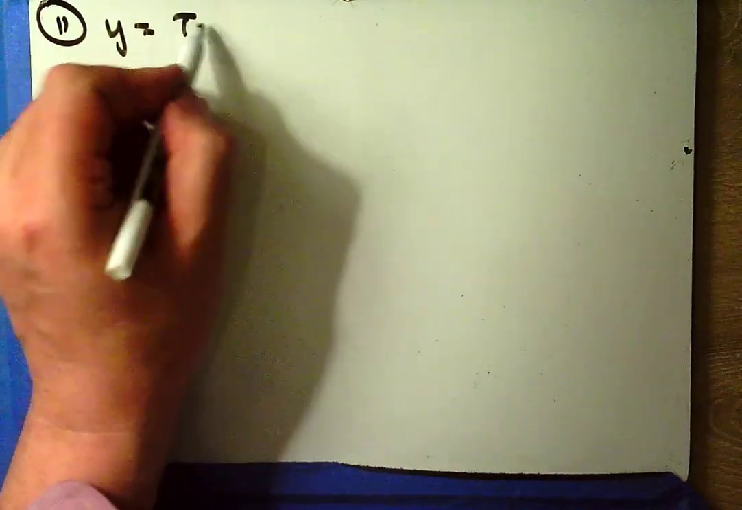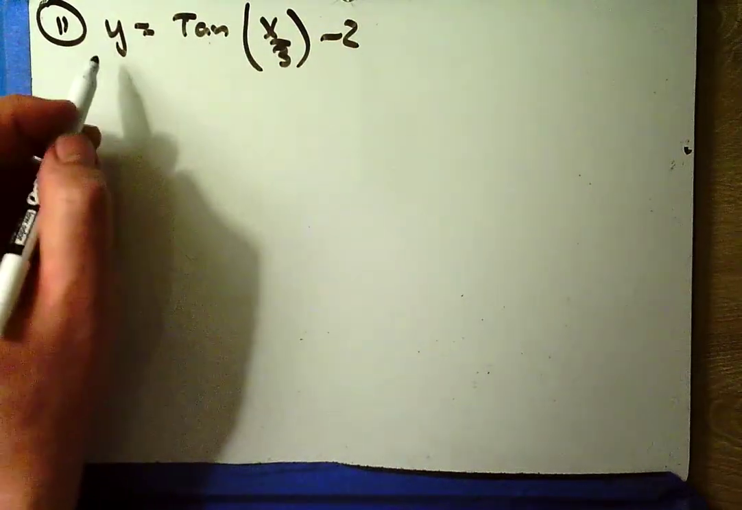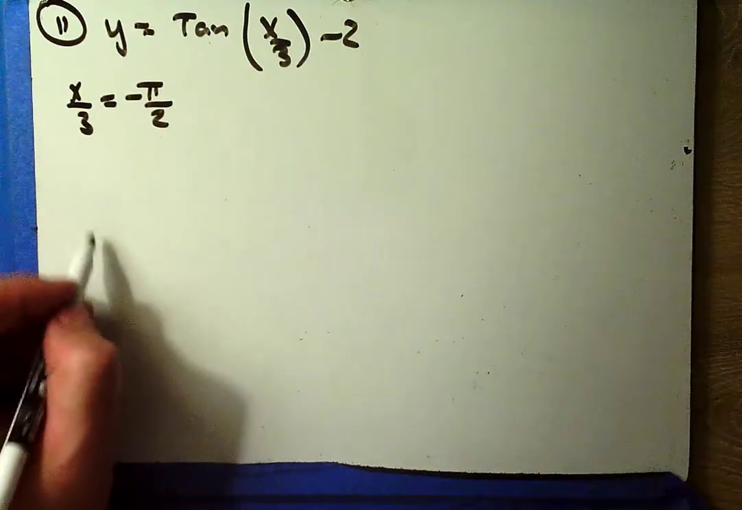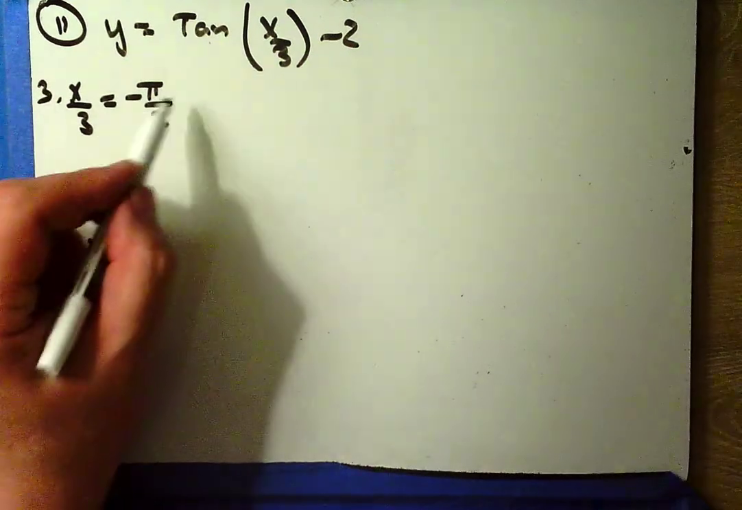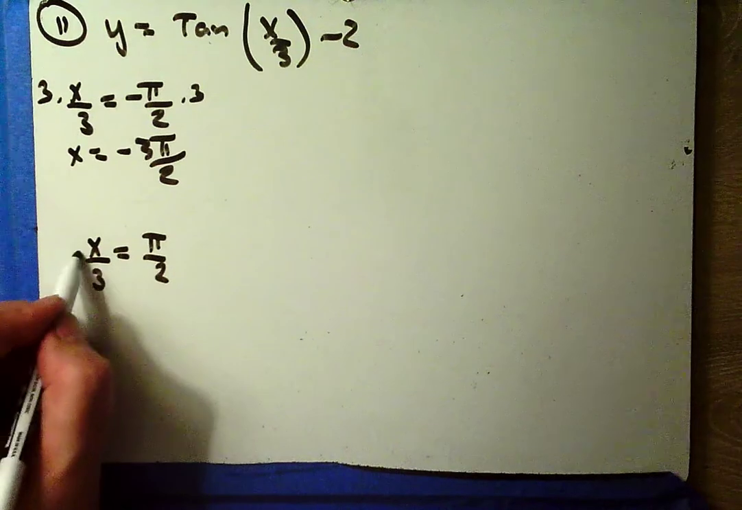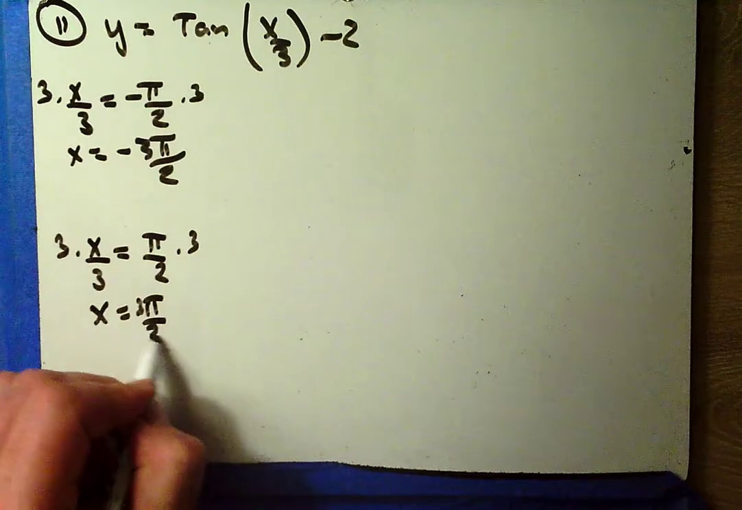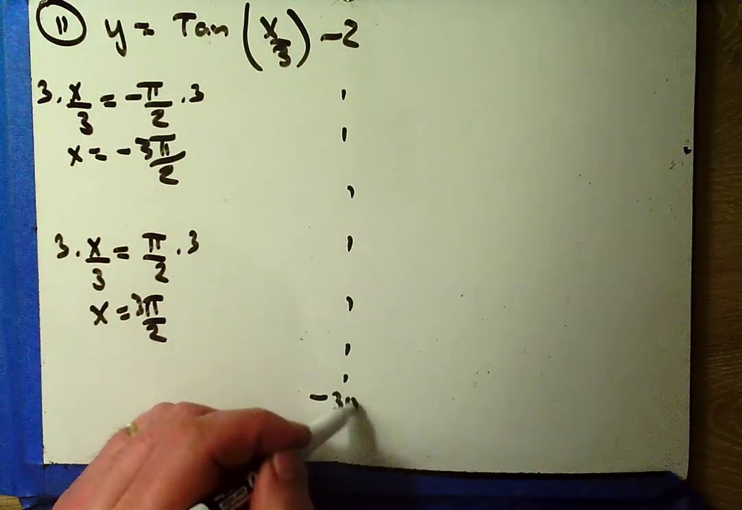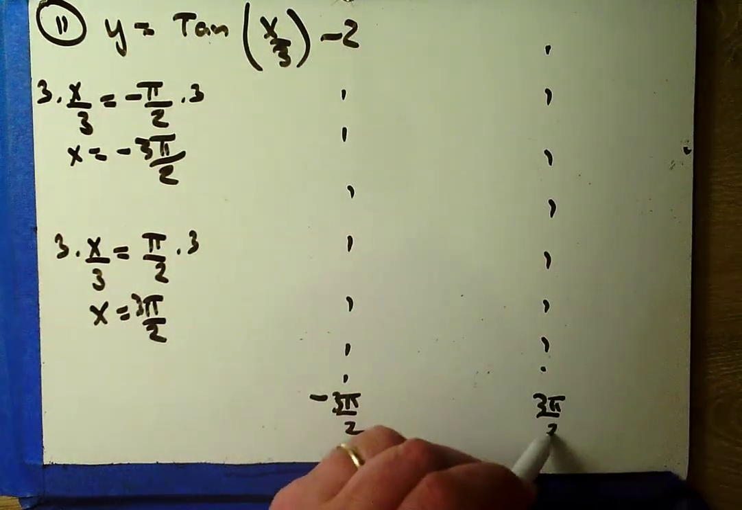Y equals tangent x over 3 minus 2. Okay, so it's tangent, so we set the argument equal to negative pi over 2, and we set the argument equal to positive pi over 2. If I multiply both sides by 3, I get x equals negative 3 pi over 2. If I multiply both sides by 3, I get x equals positive 3 pi over 2. So vertical asymptotes at negative 3 pi over 2 and positive 3 pi over 2.